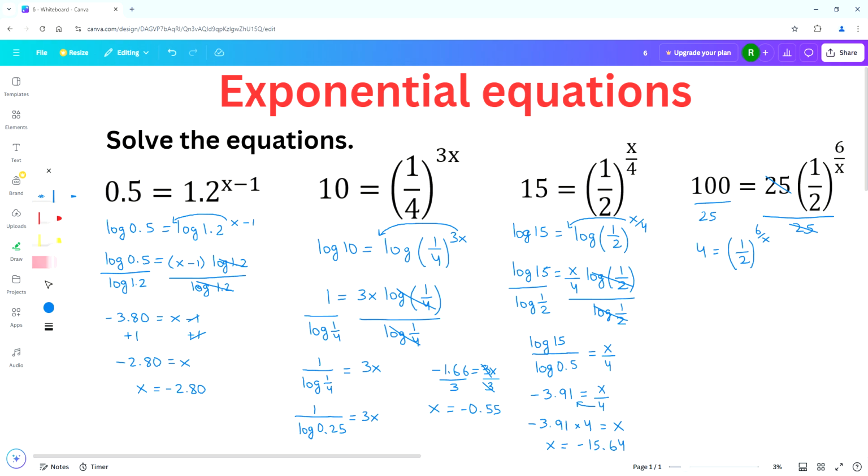In this exponential equation, we can get the same base on both sides of the equation. 4 can be written as 2 square. In this fraction 1 over 2, the exponent on 2 is 1. There is an invisible 1 on the 2. If we move this 2 to the numerator of this fraction, the exponent will become negative 1.